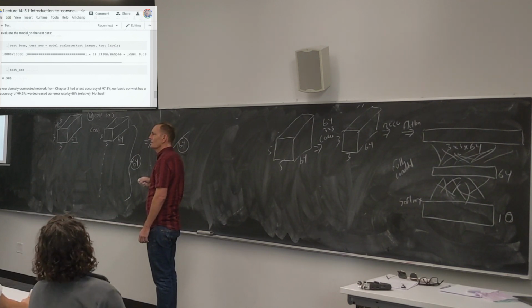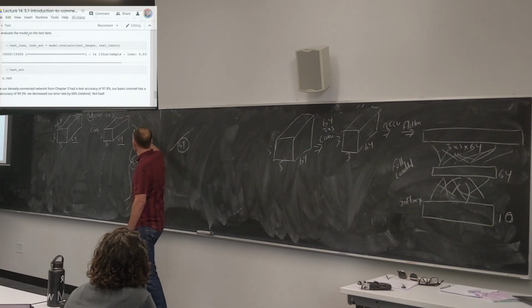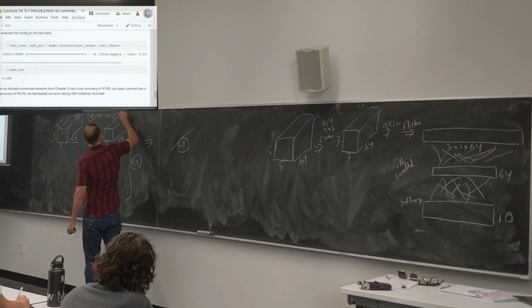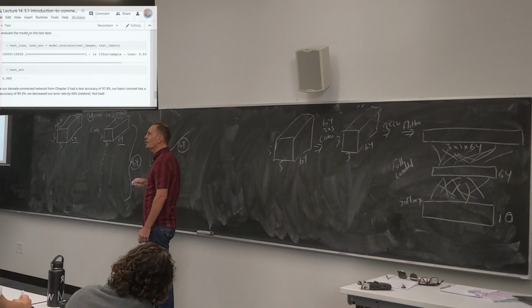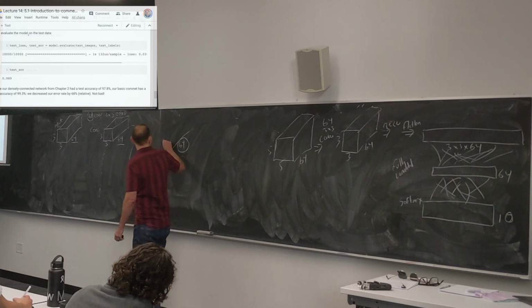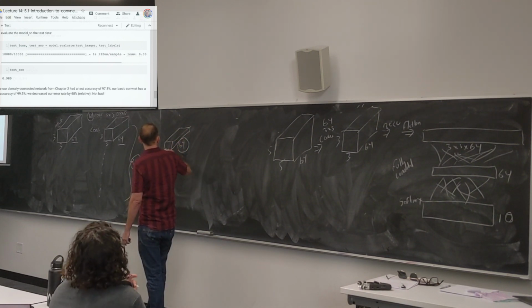Well, the input's 3 by 3. I agree. The input's 3 by 3. And the padding. What padding have we been using for this? We've been using 0 padding. So if we do 0 padding, you get a 1 by 1.